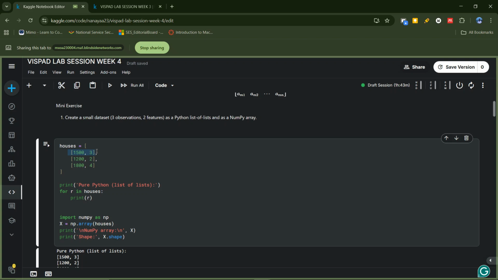So I also said that if we are looking at things horizontally, this is your first observation or your first row. This is your second row, and this is your third row. Okay, and if you are looking at things vertically, starting from 1500, 1200, and 1800, that is your first column. And looking at 3, 2, and 4, that is your second column.